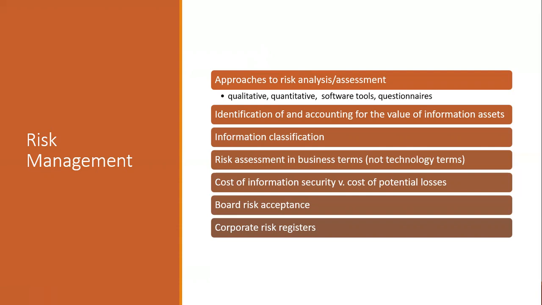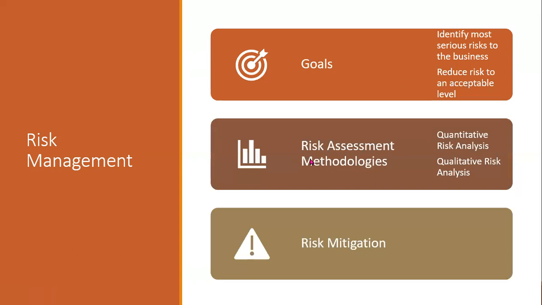When we're doing our risk analysis assessment, we look at the cost of information security versus the cost of potential losses. This tool to protect this information asset will cost X, Y, Z. But here's how much we could potentially lose in the event we do not protect or secure this information asset. The board accepts risk, senior management accepts risk, as I said previously, and we need to maintain all of this information in a corporate risk register.